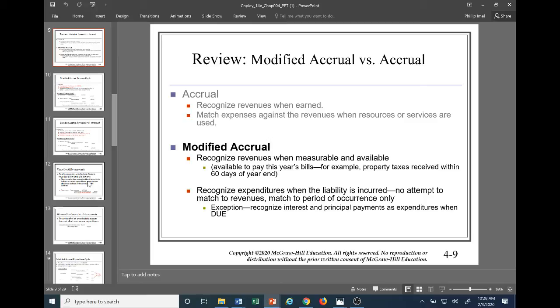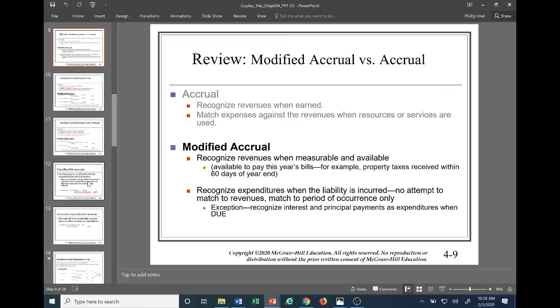So that's the matching concept of accounting. Accrual accounting recognizes revenues when earned, and we want to match expenses with revenues, right? To keep up with the matching concept. Because that's the whole point of even depreciation. That's a matching concept because we want to match the expense in the period in which the revenue is going to be produced. That's the whole concept of depreciation.